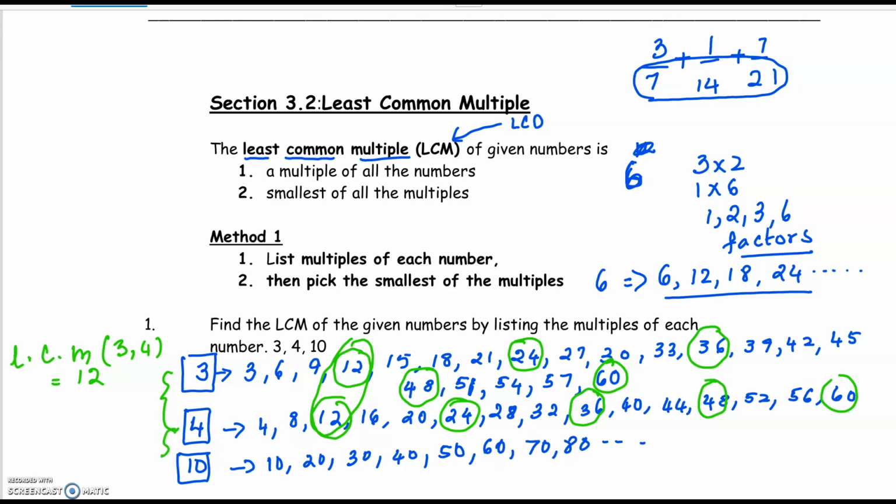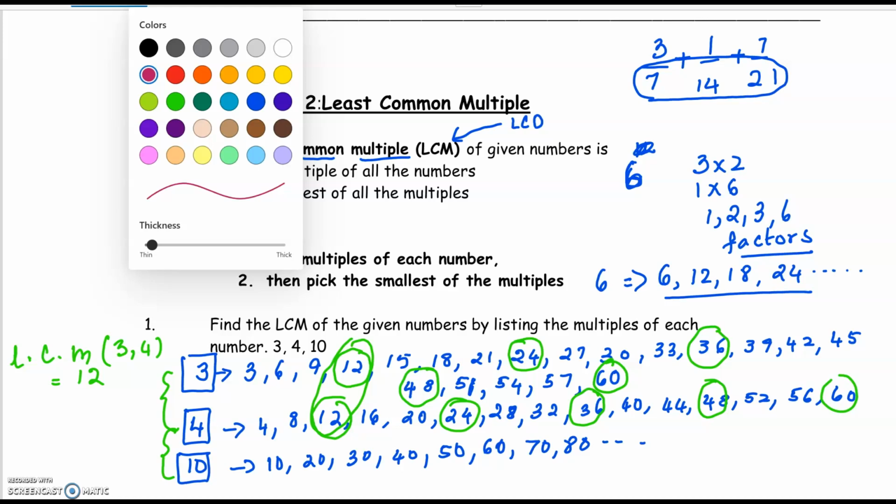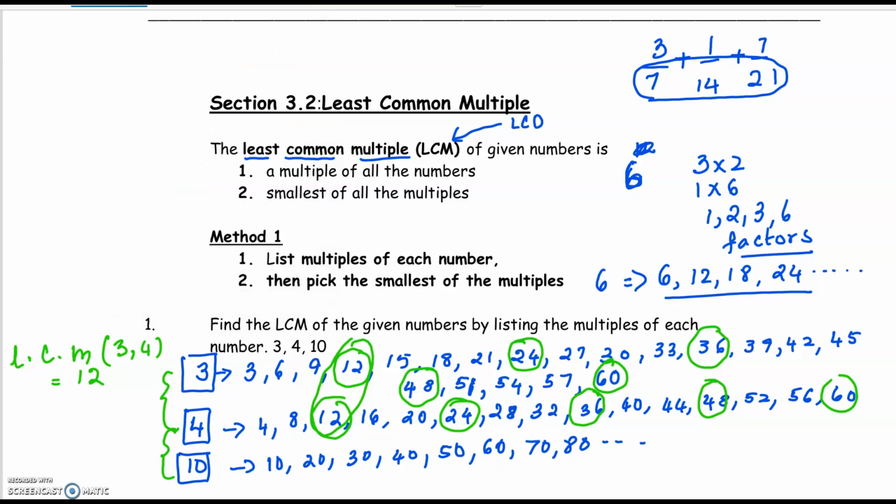Now let's look at 4 and 10. What is the common multiple? Let's use a different color. So if you look at 20, that is the smallest common multiple, but if you're looking for multiples, you can keep going on and on. But the least common multiple of 4 and 10, the LCM of 4 and 10 is 20.